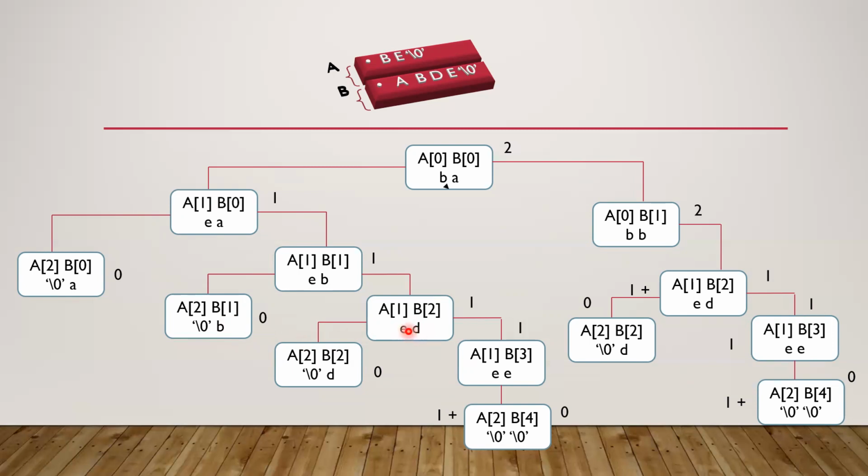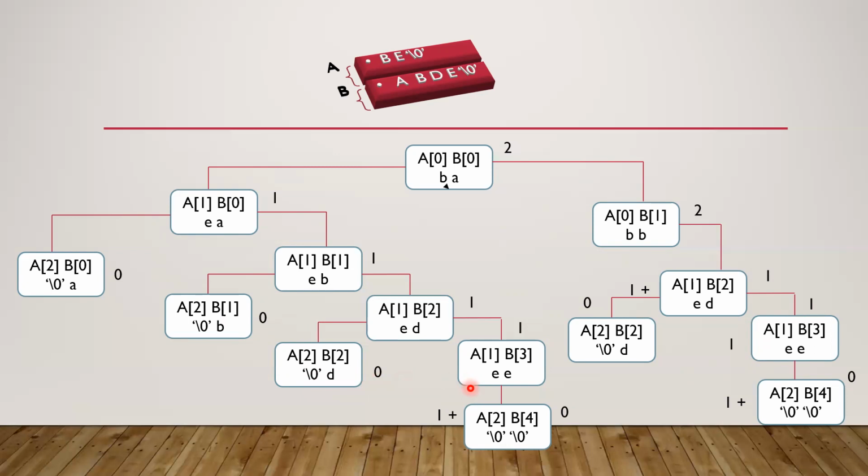Here A1, B2 again generates two different recursion calls since the characters are not the same. So on the left side, A will be increased by 1 and B remains the same. So it will be A2, B2, which returns 0 for the null character. And from A1, B3, we get a matched value.